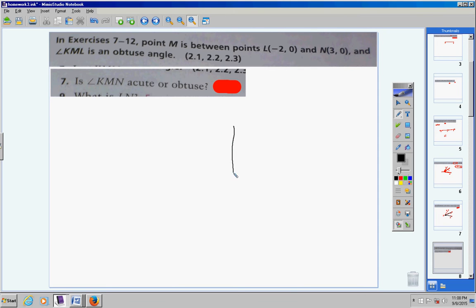So I'm going to draw a really small coordinate plane here. I don't need that many tick marks. I'll put 3 here, 3 here, 3 here. Now, point L, negative 2, 0 goes right here. That's point L. 3, 0 goes right here, and that's point N, okay? M is between those points. I don't know where M is. We'll just throw it on here somewhere. But I know this.